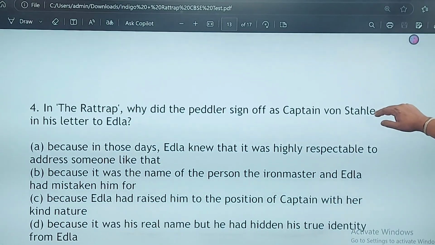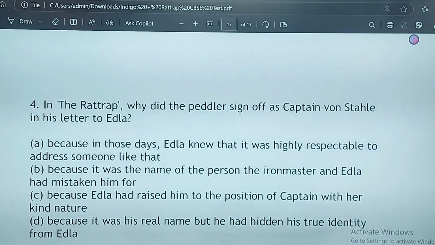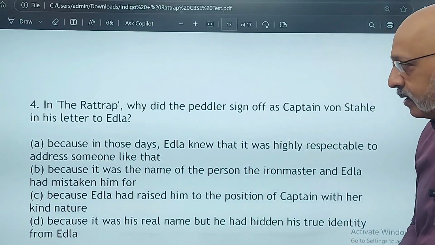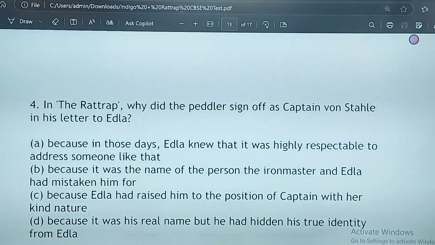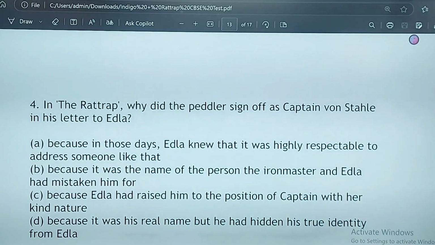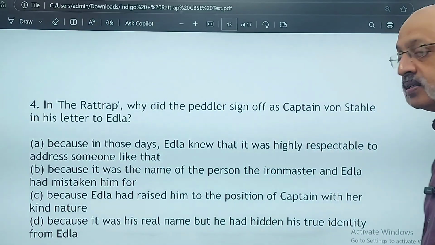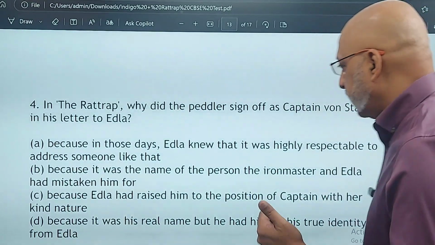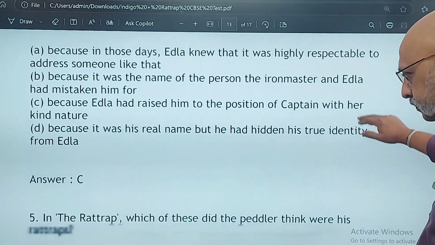In The Rat Trap, why did the peddler sign off as Captain Vostal in his letter to Edla? Because in those days, Edla knew that it was highly respectable to address someone like that. No, because it was the name of the person the Ironmaster and Edla had mistaken him for. Because Edla had raised him to the position of captain with her kind nature. Because it was his real name, but he had hidden his true identity from Edla. The correct answer is C.